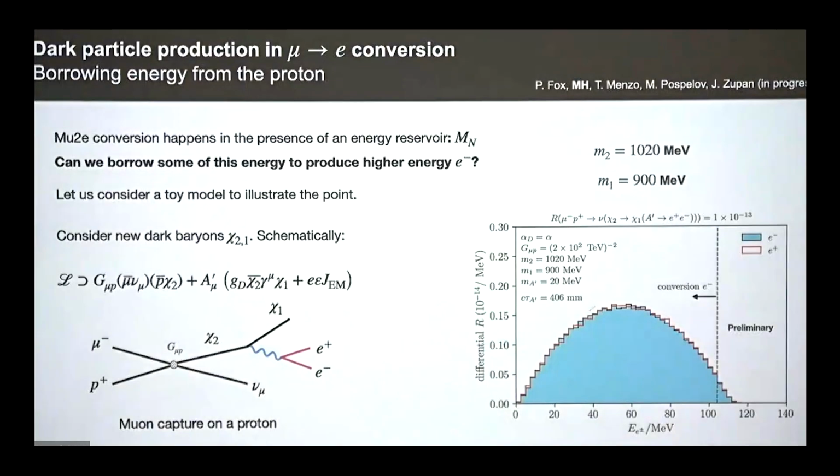So very quickly, in the rest of my talk, I'll mention some crazier ideas. This is for mu to e and COMET. You could imagine mu to e conversion producing new dark particles. The general idea here is that when we talk about muon decays, you're typically thinking about the muon mass as a reservoir of energy to produce new states. But if I have mu to e conversion, this conversion is happening in the presence of a much larger reservoir of energy, which is the proton and the nucleus.